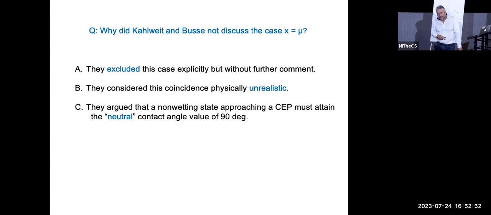Who votes for B? Who votes for C? So we have one person for A, three for B, and two for C. The answer is A. As simple as that. Okay.